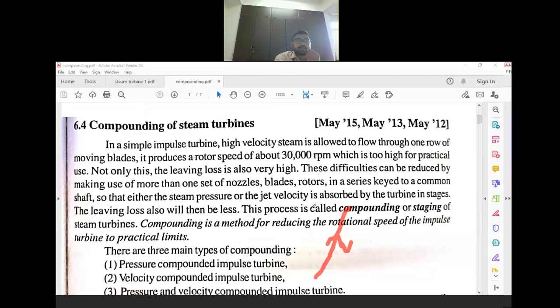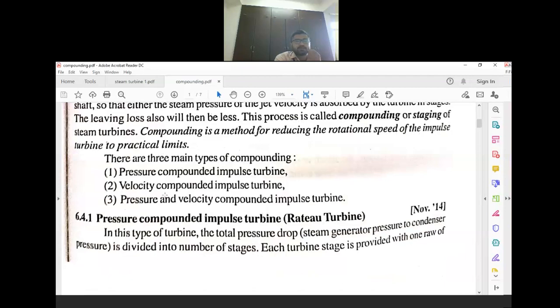If you are using only one stage, then the rpm will be very high, and it is too high for practical use. Clear? So this much rpm is not practical or feasible to handle. That's why we have to use compounding or multi-staging. Multi-staging means more number of nozzles, more number of moving blades. Clear? So that is basically known as compounding, or you can also call it multi-stage.